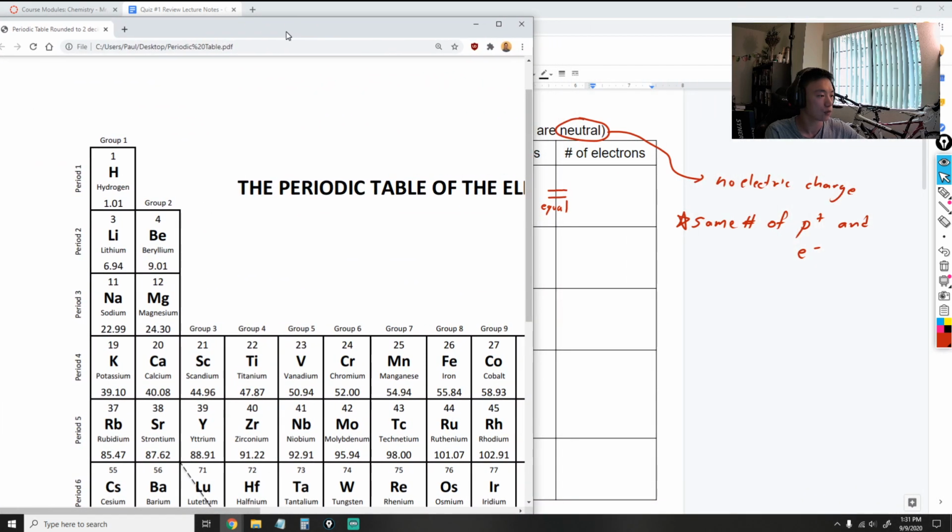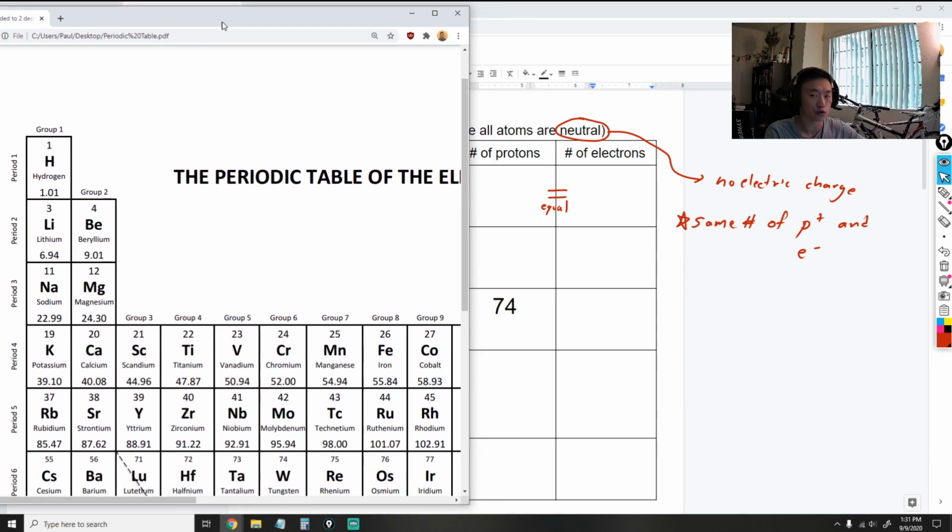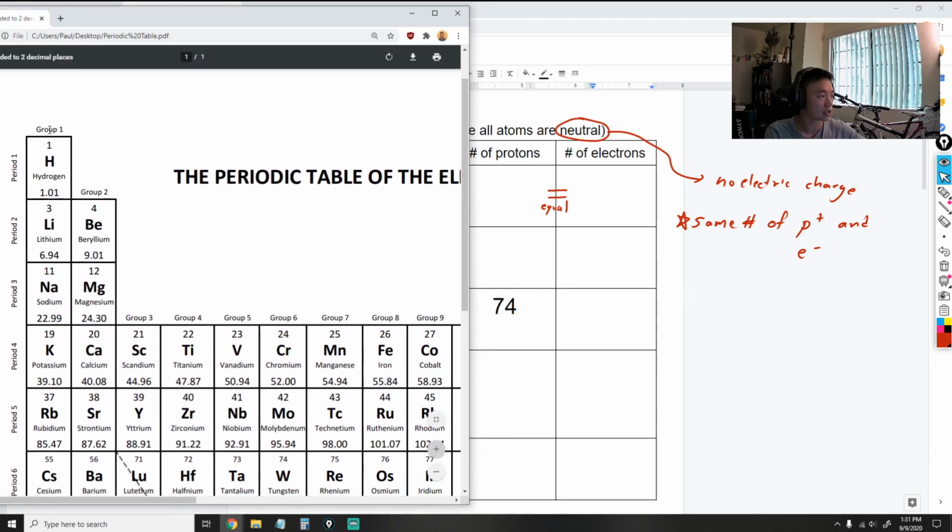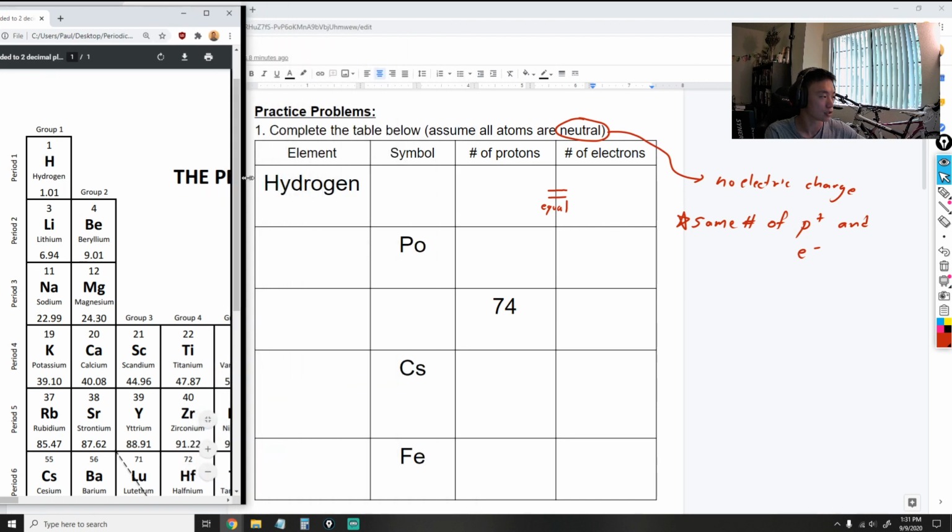And it says that we are looking at hydrogen. Hydrogen is on the top left, so we automatically see that the symbol for hydrogen is H. What we're going to do is just put in the H. Let me make this a little bit smaller so we can see the question.